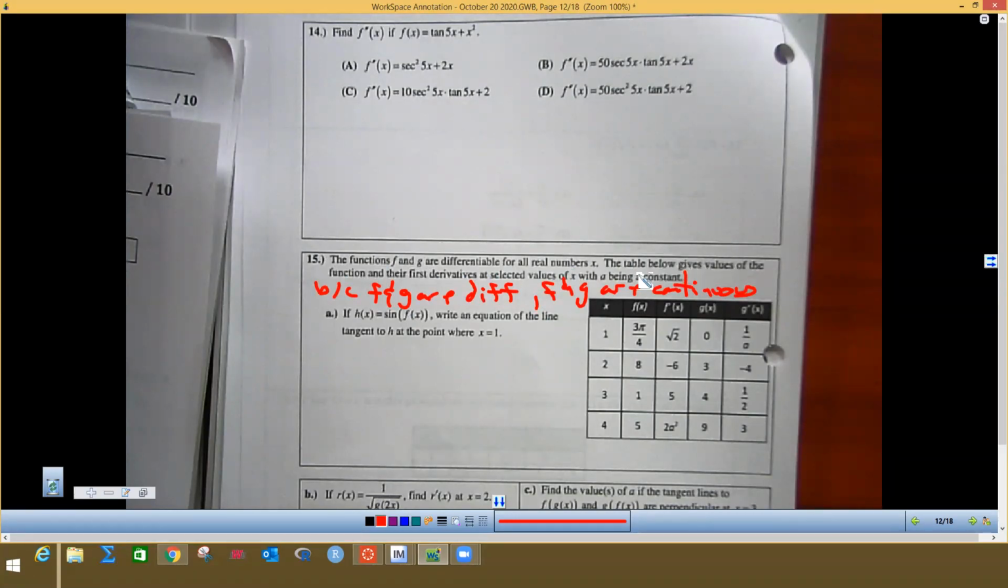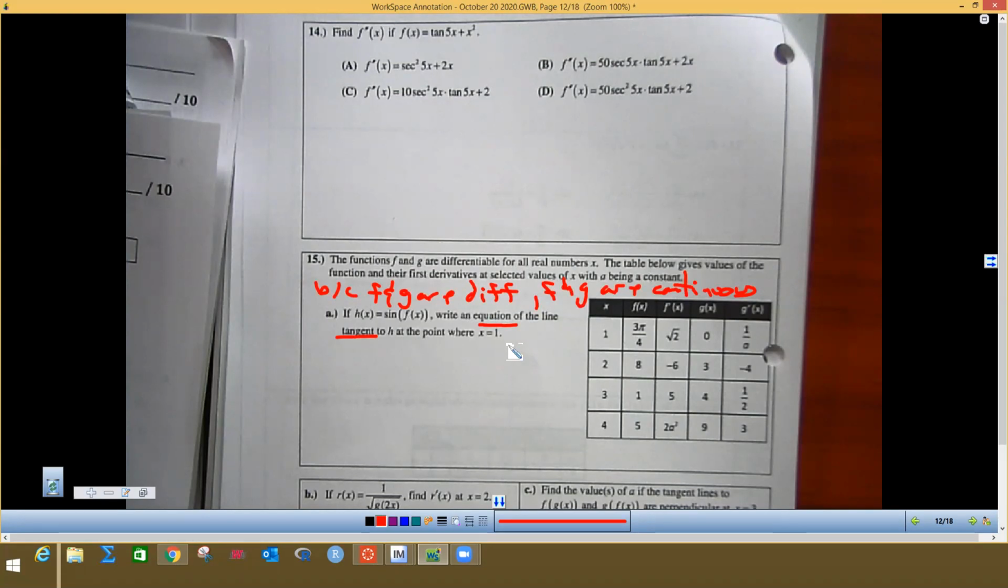The table below gives values of the functions and their derivatives at selected values of x, with a being a constant. It says if h of x equals the sine of f of x, write an equation of the line tangent. We want an equation of a tangent line. So what two things do we need to find to get an equation of a tangent line?